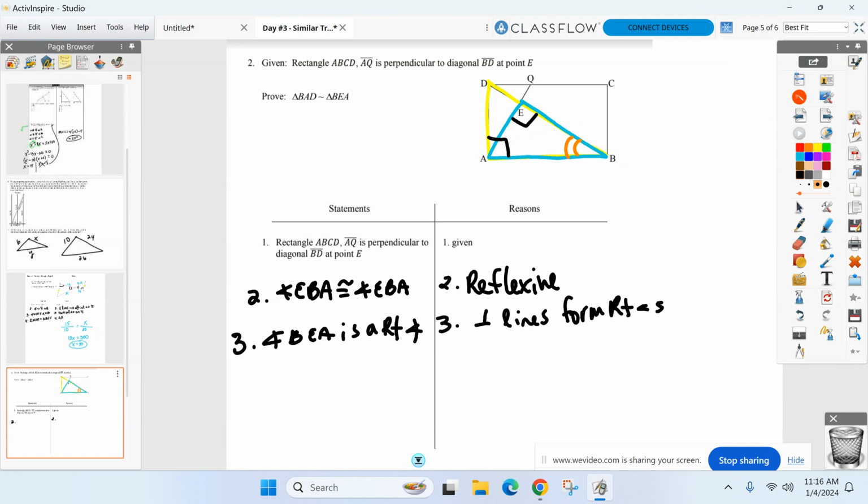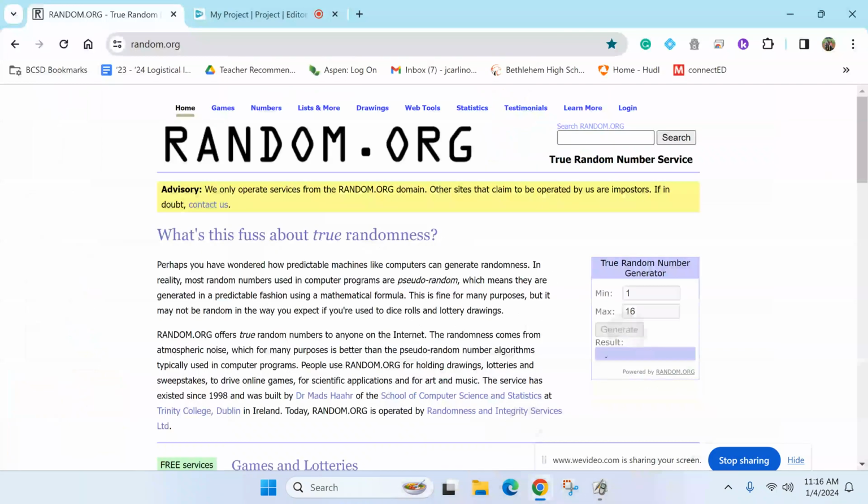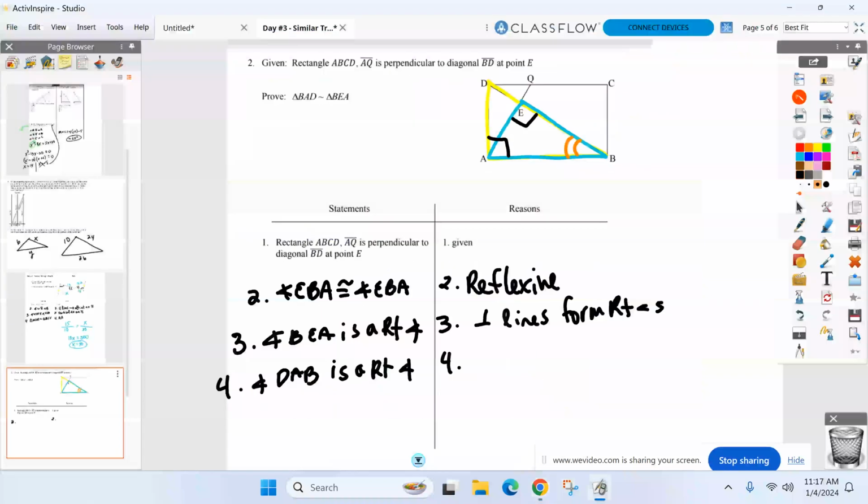And now let me ask somebody else, why is angle DAB a right angle? Because that's different than the last one. How do we know to put a right angle symbol there? Josh, hello? Rectangles have right. Yep, rectangle implies all right angles. Good, guys. Good job.